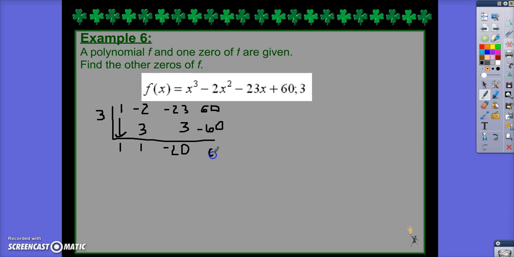And once again, you know you have done synthetic right if you get a 0 remainder. All of these in this part of the lesson will be a 0 remainder. If not, you have to go back and see what you did wrong.